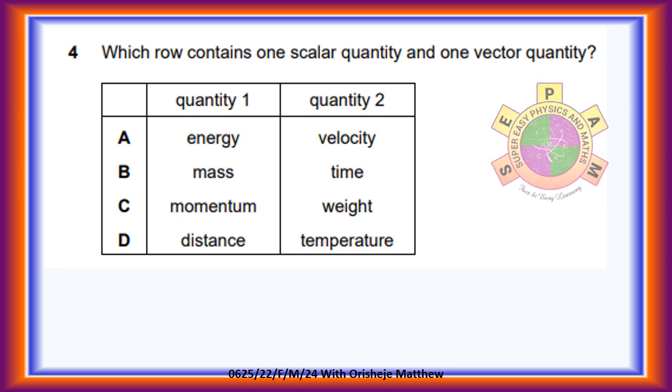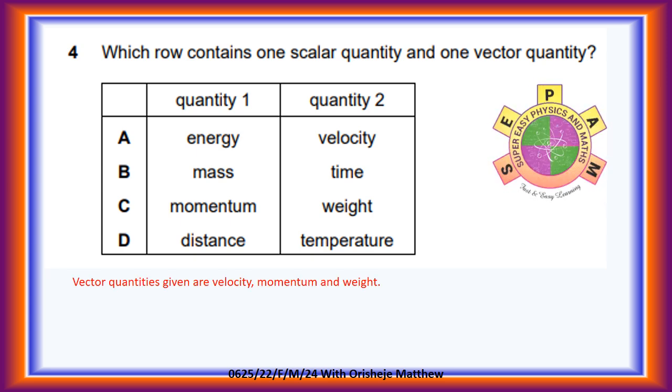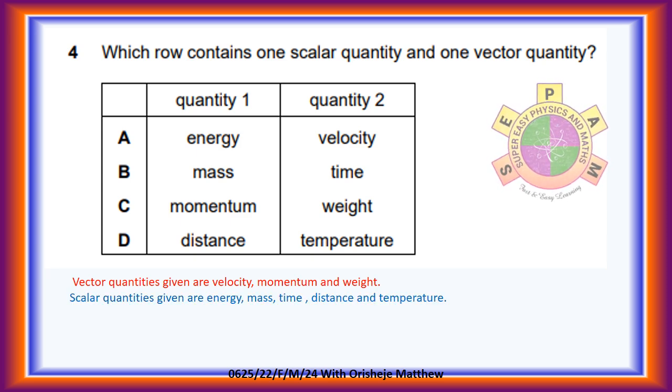Review: a vector quantity has both magnitude and direction. Examples given in the above table are velocity, momentum and weight. While a scalar quantity has only magnitude or size. Examples given in the above table are energy, mass, time, distance and temperature. Therefore the correct option is A.